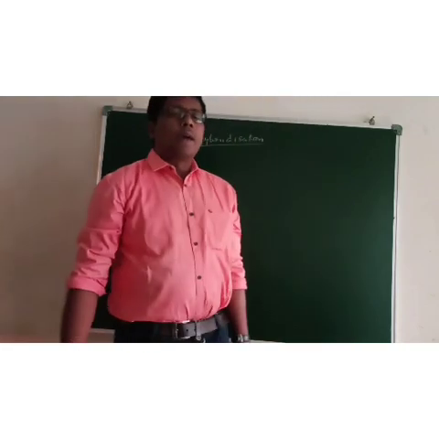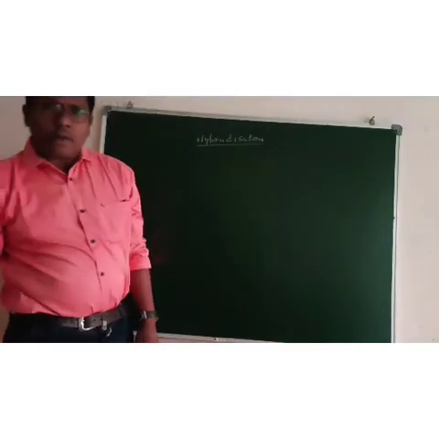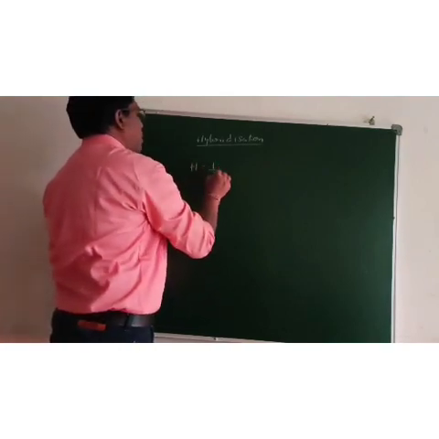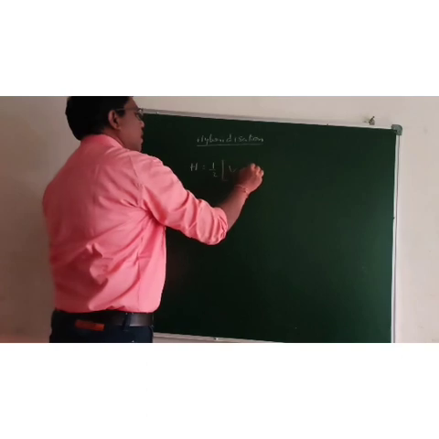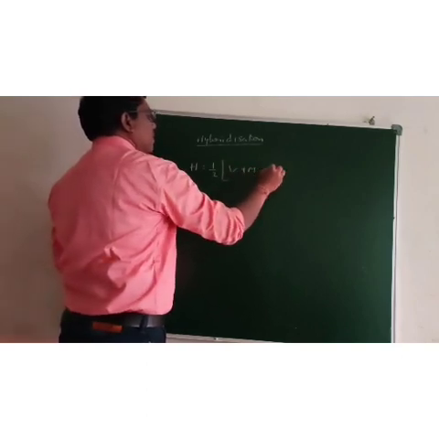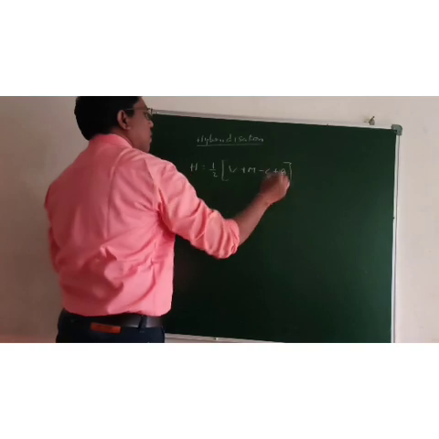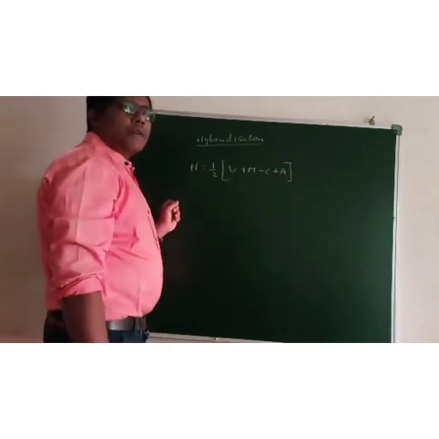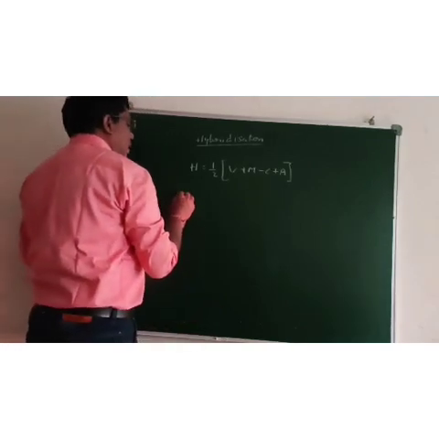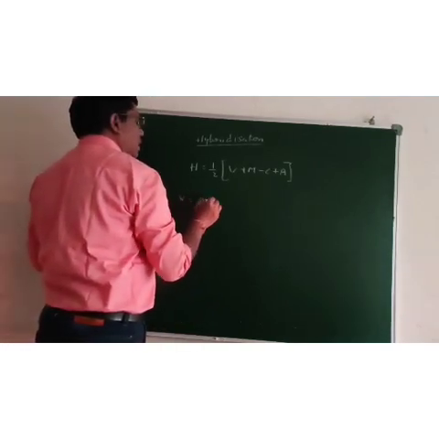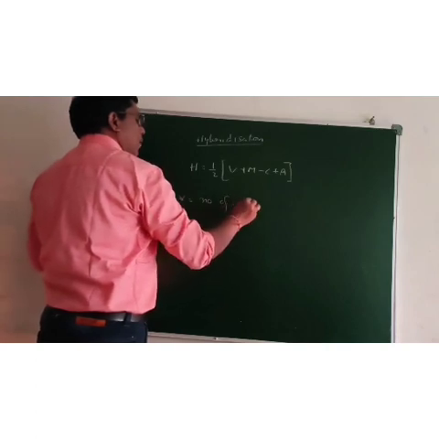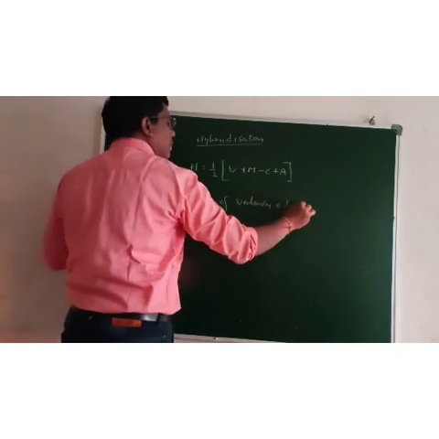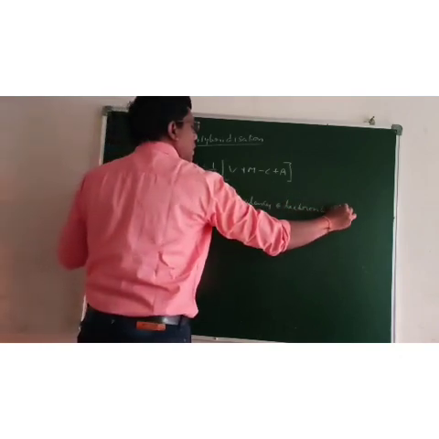How can we find the hybridization using a simple formula, that is H equal to 1 by 2 (V plus M minus C plus A). Using this simple formula, we can calculate the hybridization of different chemical species. In this formula, V is the number of valence electrons of the central atom.